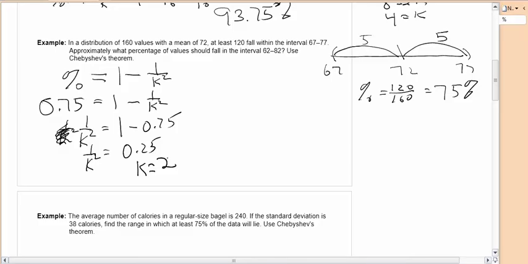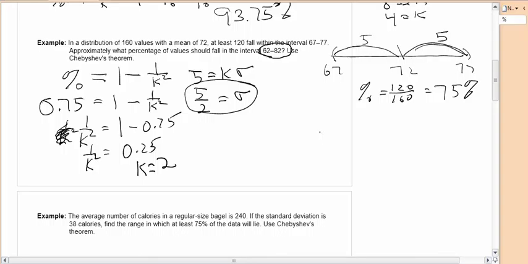Now, if k is equal to 2, we know the relationship between the distance to an endpoint is equal to k times sigma. I now know k is equal to 2, so 5 over 2 has to be sigma. So now I have sigma here. That allows me to answer the question at hand.